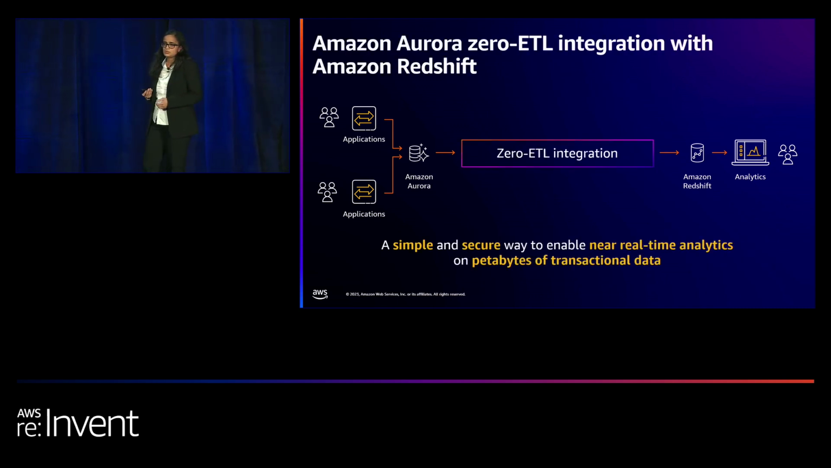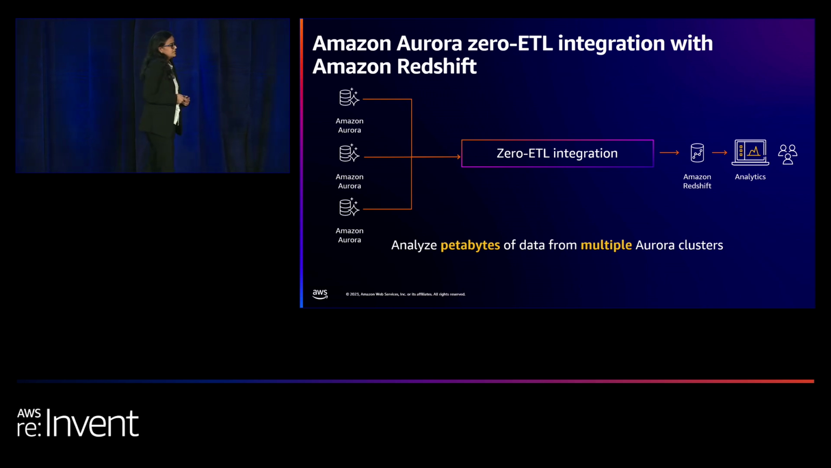So this is what we are trying to do with zero-ETL, which is we want to make it simple and secure to enable near real-time analytics on petabytes of transactional data. And as a customer, you don't have to build and manage any data pipelines. Zero-ETL integration is a continuous replication. It's change data capture based. So as the data is updated on the source database, the data automatically appears on the Redshift side. And within seconds, Redshift is going to have the data after the transactions are committed on the Amazon Aurora side.